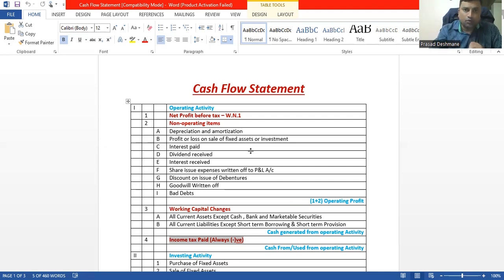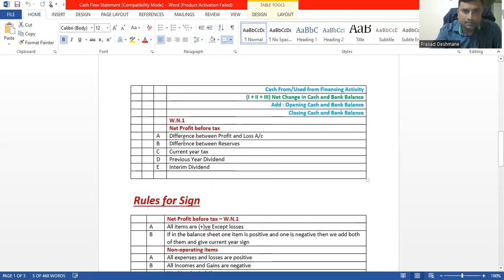Under the working note for net profit before tax, there are a total of 5 items. First is the difference between P&L account. Second is the difference between general reserves. Now, why am I saying difference? Because in a cash flow statement sum, they will provide you 2 years' balance sheets, current year and previous year. Let's take an example, March 23 and March 22. When they provide 2 years' balance sheets, we have to take the difference between 23 and 22.